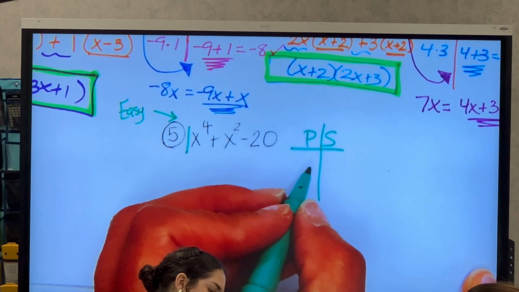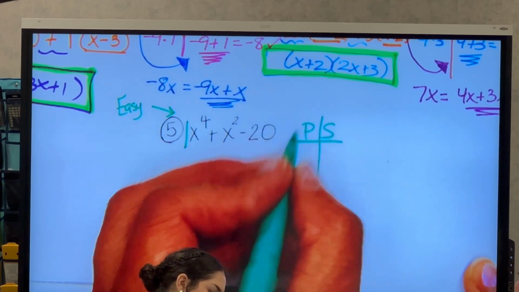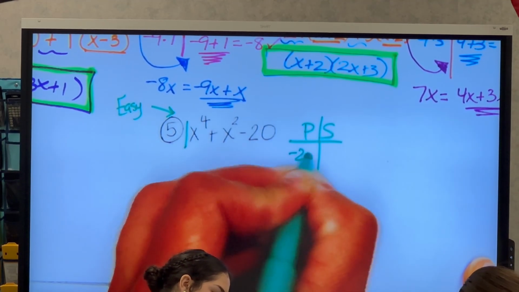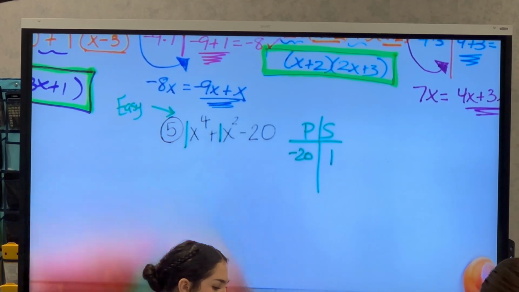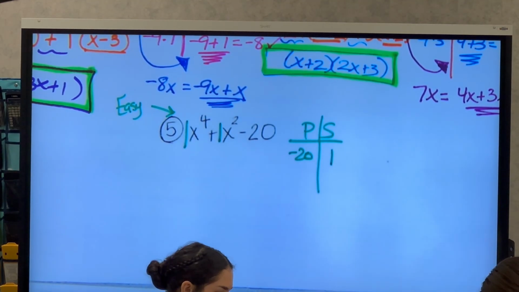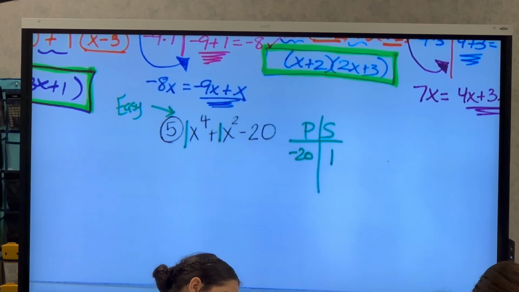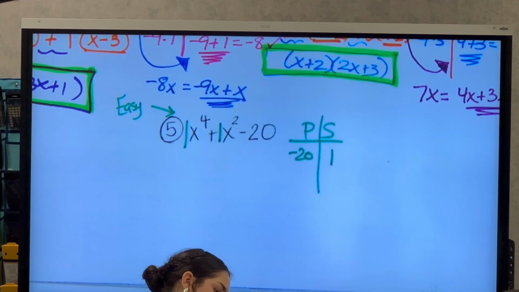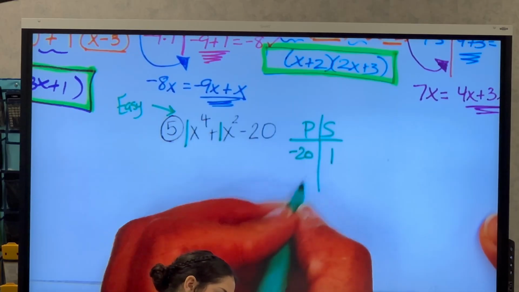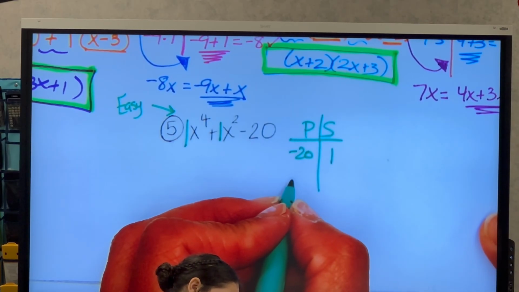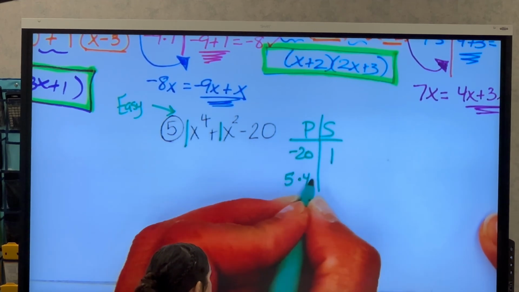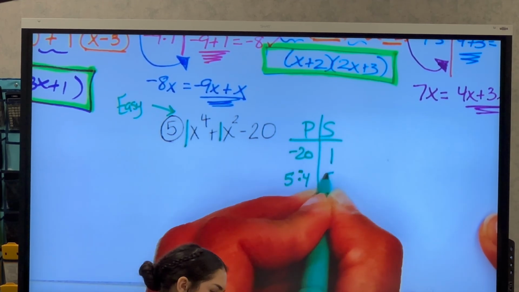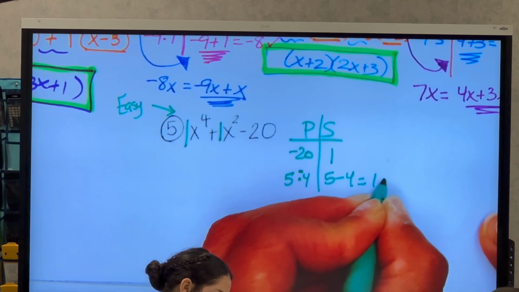So for the product, what's the product? -20. And the sum? 1, yeah, because the coefficient on the x squared is a 1. So I need 2 numbers that multiply to -20, but they also add up to 1. What numbers? 5 and 4. But one of them has to be negative. Which one? The 4, right, because 5 minus 4 equals 1.